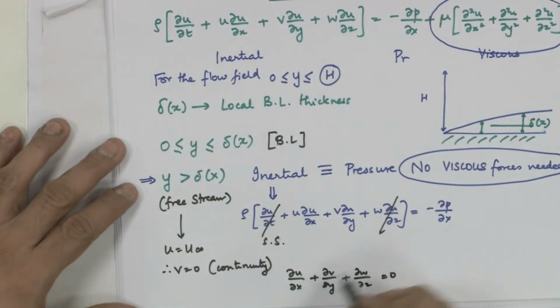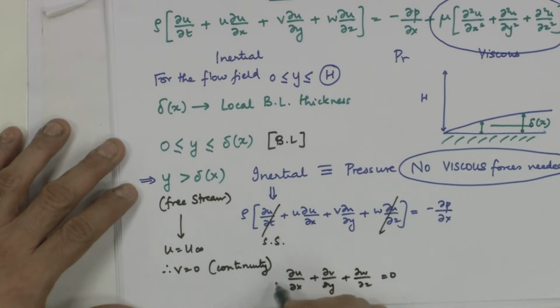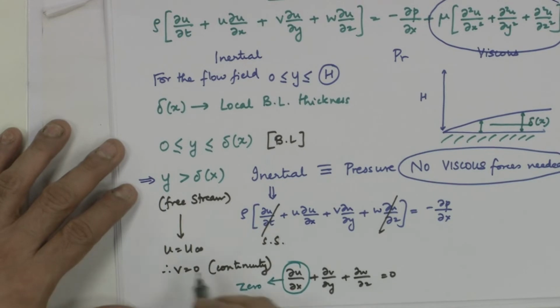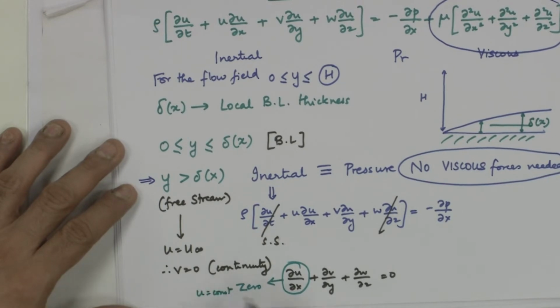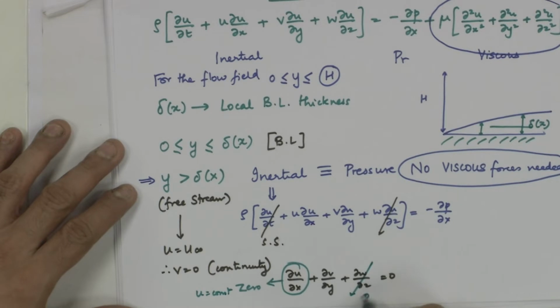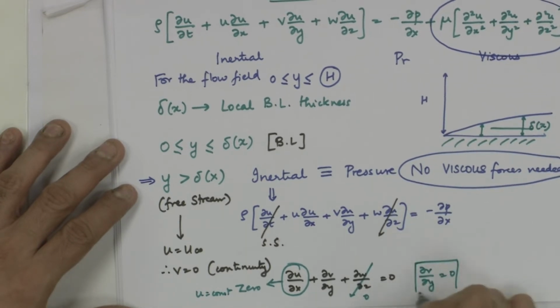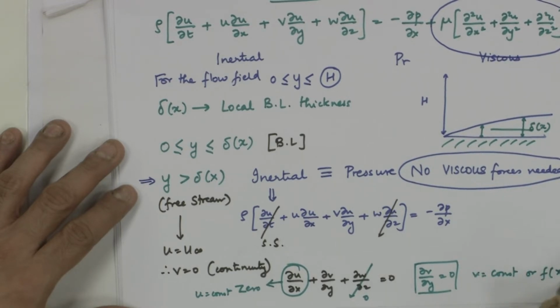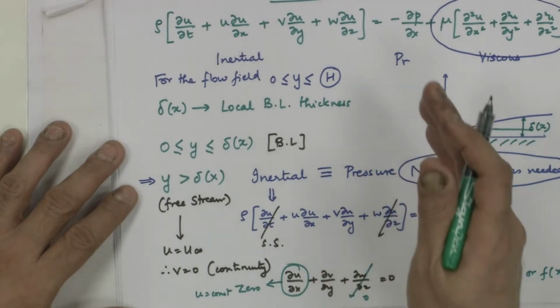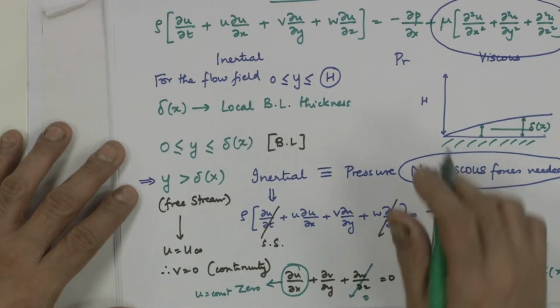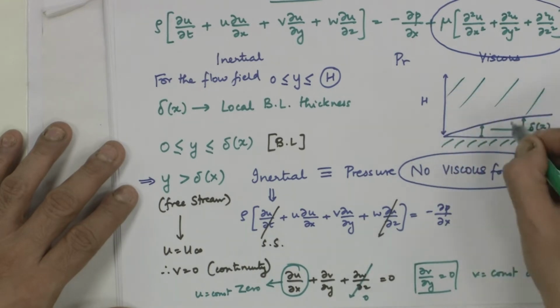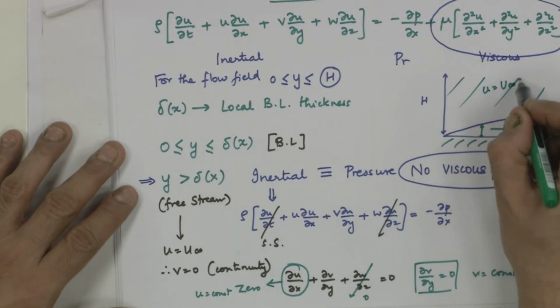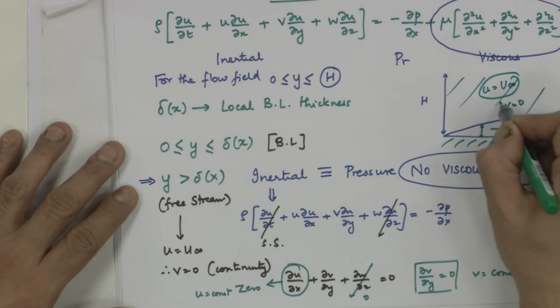In the free stream, this is 0. Why? Because u is constant, which is u infinity. This was two dimensional, so this went to 0. dv by dy is equal to 0. v is equal to constant or a function of x. At x equal to 0, v is equal to 0. So, v is 0 throughout. So, everywhere in this part u is u infinity, v is equal to 0.